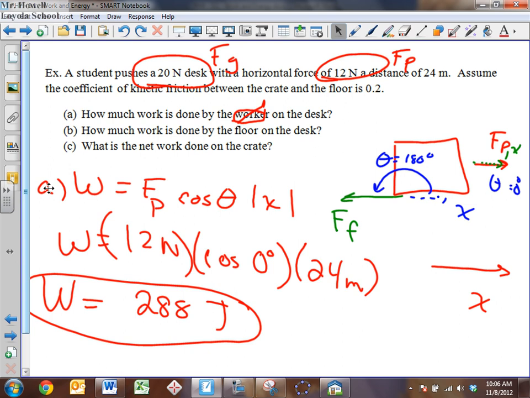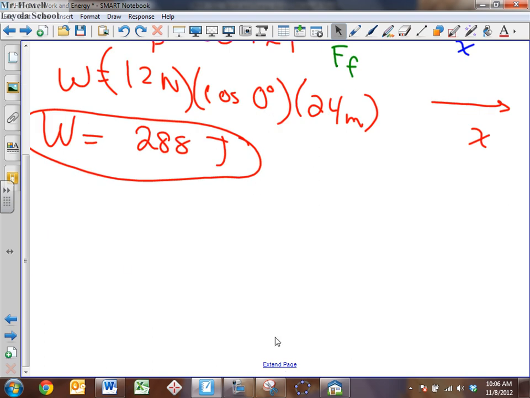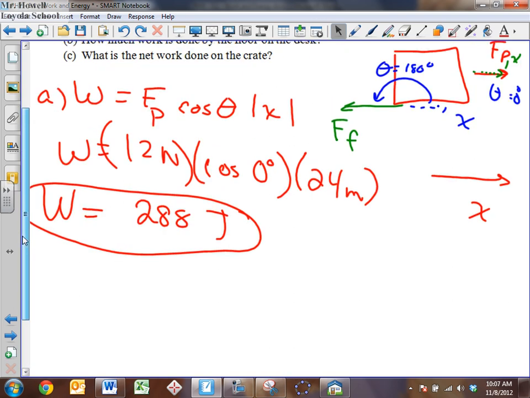Don't you do gravity for this one? We're going to need to use that, yes, very good, because we need to calculate the force of friction. We're not given Ff. We need to figure out what Ff is. Do you draw another diagram? We can use the same free body diagram. All right, let's take a look now. Part B.